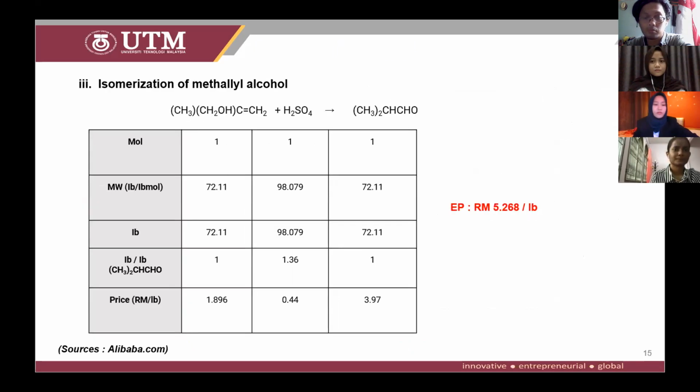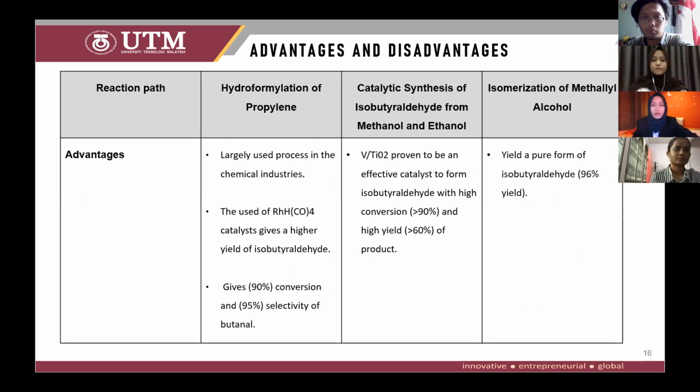26 cents per pound. So the price of the raw materials and also the isobutylaldehyde, we get it from Alibaba.com.